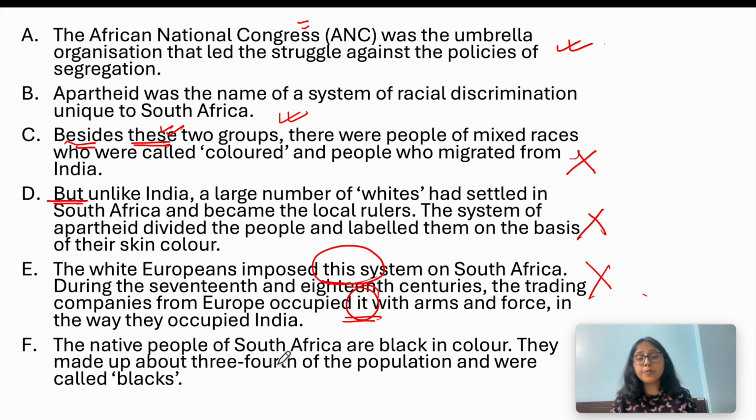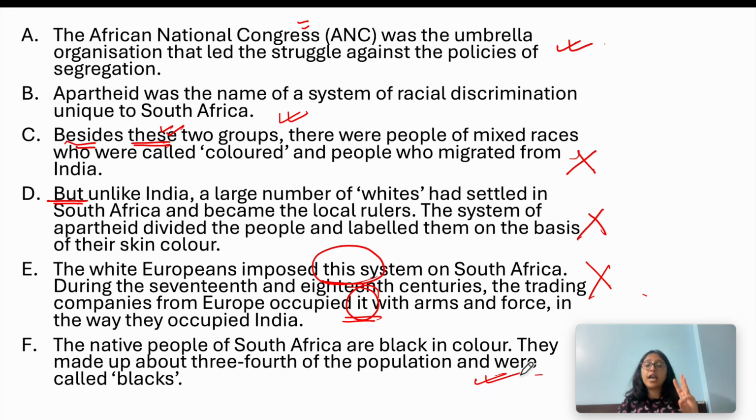The native people of South Africa are black in color. They made up about 3/4 of the population and were called blacks. So the local people of South Africa, their skin color was black. They occupied 75% of the population and they were called blacks. Okay. Now this sentence is also independent.